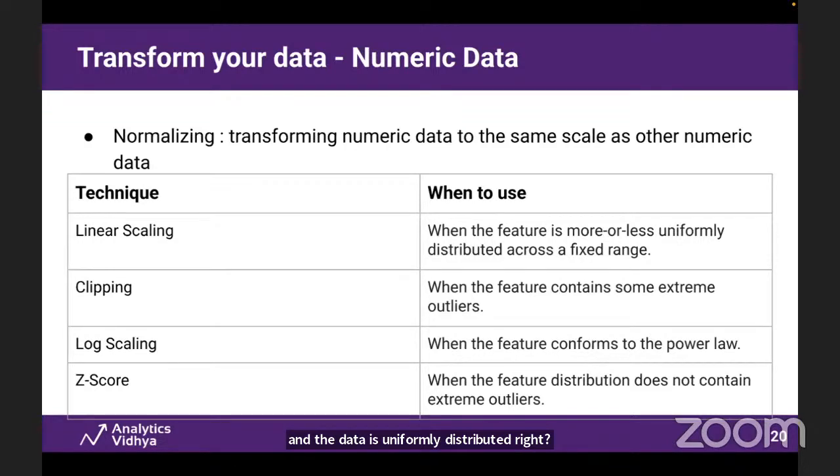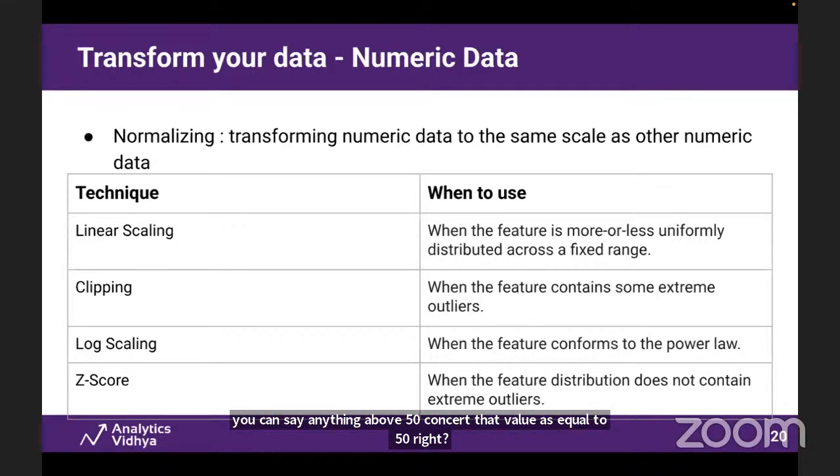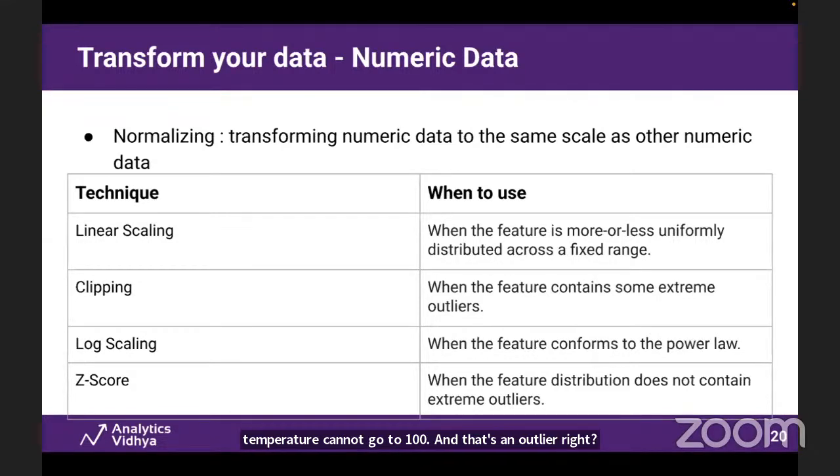So if your data set has extreme outliers, you can apply that. If the values are like 100, where 100 is an outlier, you can say anything above 50, consider that value as equal to 50, right? So temperature cannot go to 100, and that's an outlier. But 50, maybe that's a possible scenario. We get that in India. So that's feature clipping.